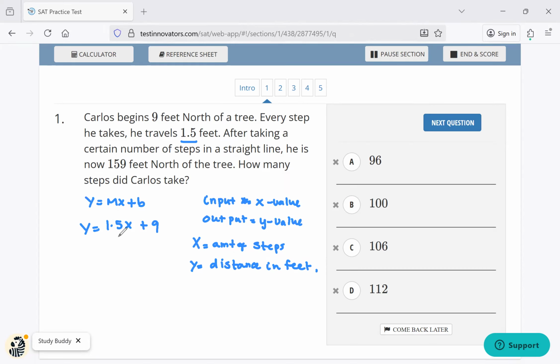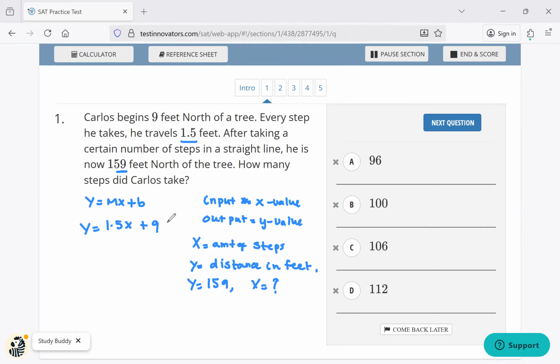So what else do they give us? They tell us that he's now 159 feet north of the tree. So 159, is that an x or a y? That is a y value. So what that means is we need to figure out our x value, right? They're asking you how many steps. So we got to find the amount of steps, right? X is the amount of steps.